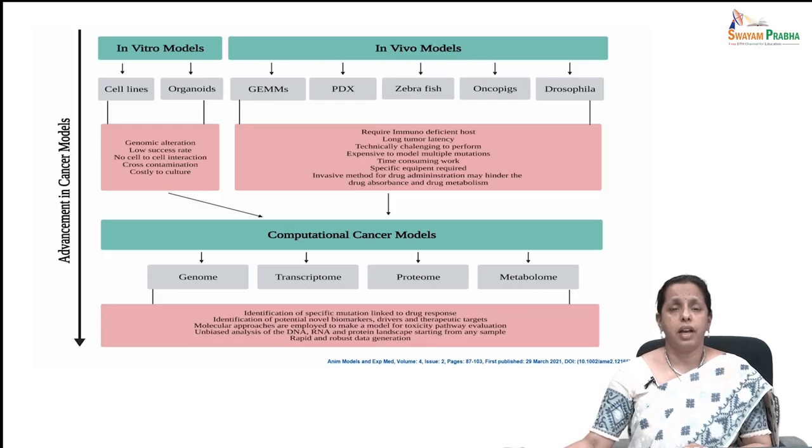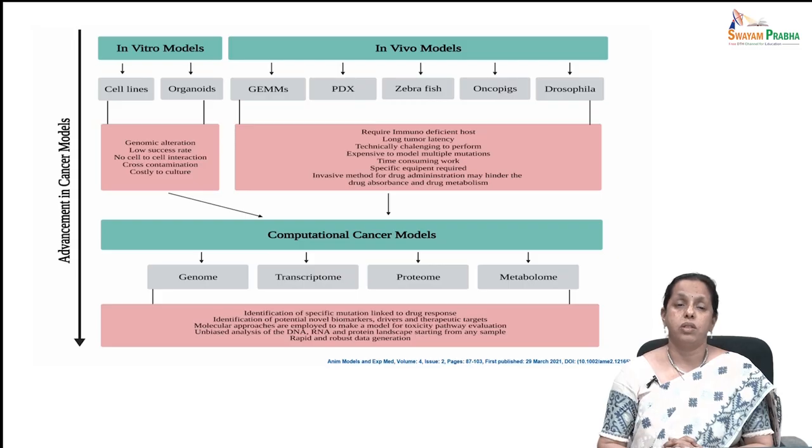But they can go for computational cancer models, where these cell lines can be taken up for genome, transcriptome, proteome, and metabolome analysis for identifying specific mutations linked to a particular drug response. So this is a very important application of employing cell lines in cancer drug discovery. This use of cell line models will allow for the identification of potential novel markers, the driver and the passenger mutations, and the driver therapeutic targets, which can be taken up further as leads during the drug discovery program.